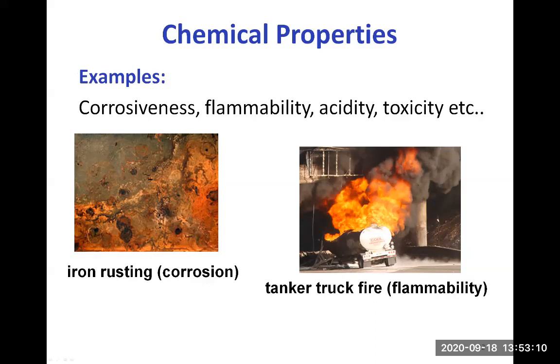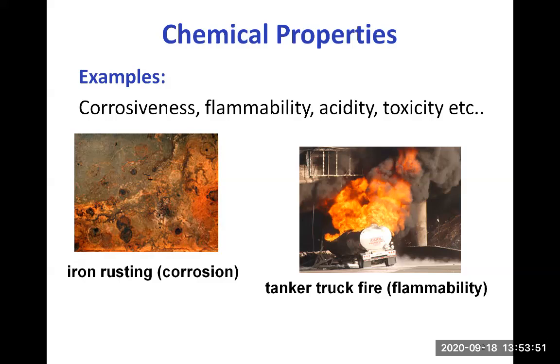Chemical properties, on the other hand, to observe a chemical property, after you observe that property, it's not the same substance anymore. So for example, when iron is rusting, so it's due to corrosion, iron was just iron atoms first, and then when it's rusting, it's becoming iron oxide. So it's not the element iron anymore, now it's a compound made of iron and oxygen. So corrosiveness is an example of chemical property.